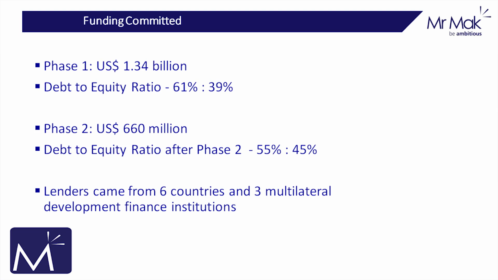Debt funders included banks, export credit facilitators, and development finance institutions. These lenders came from no less than 6 countries and 3 multilateral development finance institutions. In the first phase, the debt was split into 2 tranches of subordinated and senior debt. The subordinated debt amounted to $150 million, of which $65 million was provided by the International Finance Corporation, and the remaining $85 million obtained from other development finance institutions.